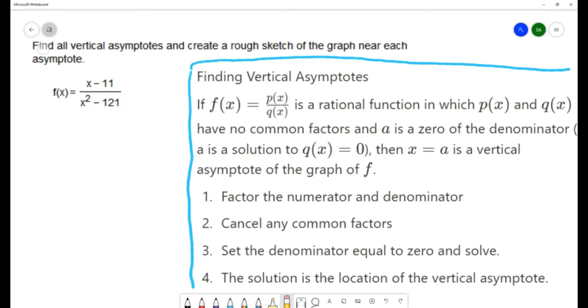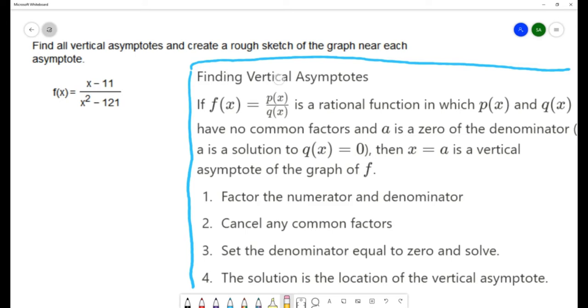On this one, we want to find all vertical asymptotes and create a rough sketch of the graph near each asymptote. Our function that we're working with is f of x equals x minus 11 over x squared minus 121. So what you see in this blue box here is something that I pulled from our notes on vertical asymptotes. I gave some instructions here on how we're going to find any vertical asymptotes of a function.